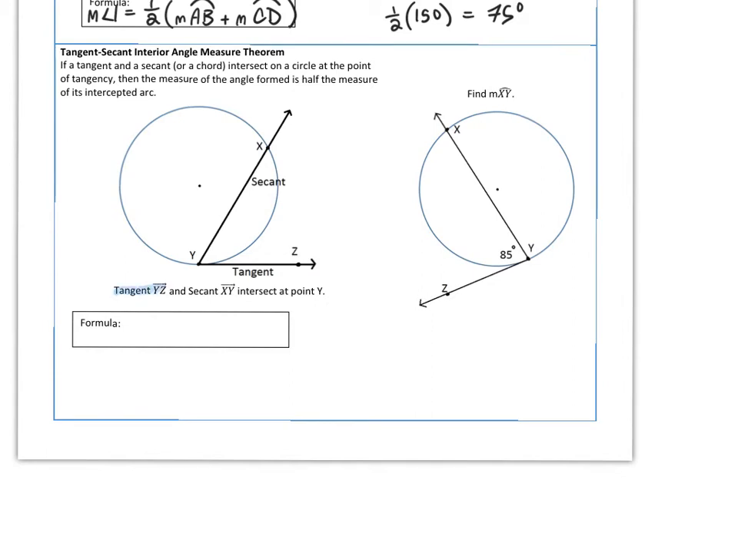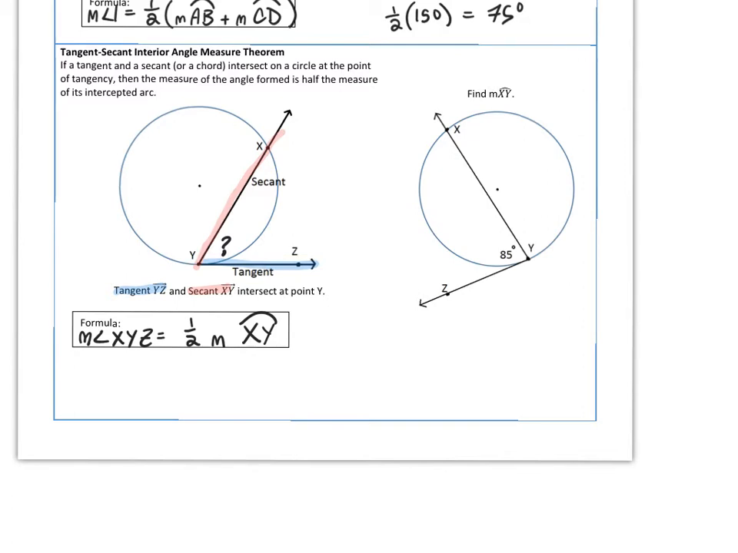So remember, a tangent is a line that intersects a circle at exactly one point, and a secant is a line that crosses through a circle, intersecting it at 2 points and continuing on the other side. So in this case, when the tangent and the secant intersect, the measure of the angle formed is half the measure of the intercepted arc. That sounds familiar. That's very similar to the inscribed angle relationships. And here's how I would write that using a formula. So the measure of the angle I want here, the measure of angle XYZ, is going to equal half of the measure of arc XY.